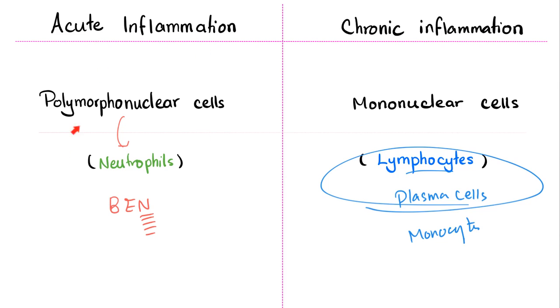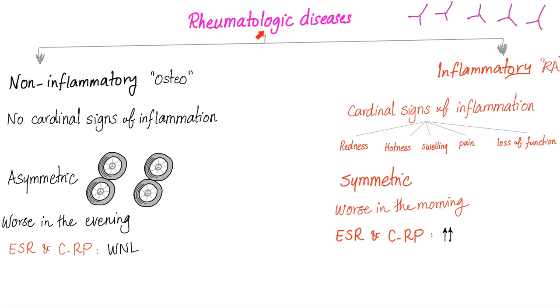Today's topic is here. We're talking acute inflammation. If you remember my rheumatology playlist, we compared osteoarthritis and rheumatoid arthritis. In osteoarthritis, there is no systemic inflammation. Therefore, there are no cardinal signs of inflammation. There is no redness, hotness, swelling, pain, or loss of function. But rheumatoid arthritis, on the other hand, is an inflammatory systemic arthritis. That's why you see the cardinal signs of inflammation. The joint is red, hot, swollen, painful, and there is loss of function. You get the stiffness, the swan neck deformity, Boutonniere deformity, atlantoaxial subluxation, and much more.